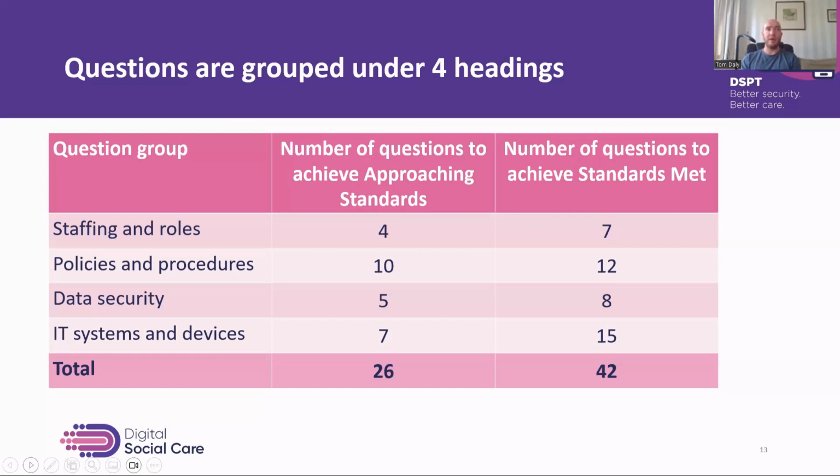So yeah, worth just bearing in mind that you've got 26 in that first approaching standard submission and 42 for standards met. But yeah, standards met's where every provider will be in terms of that delivery after the first submission anyway, because you can't republish at standards met.